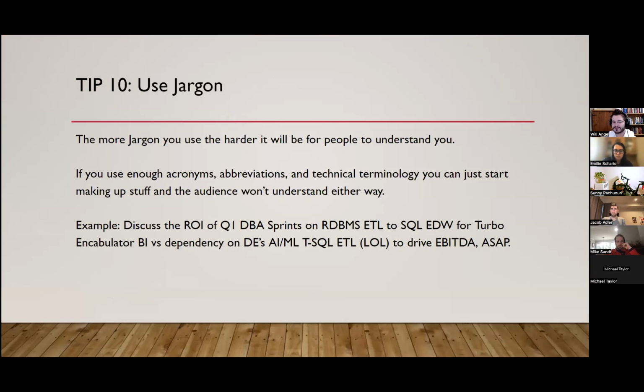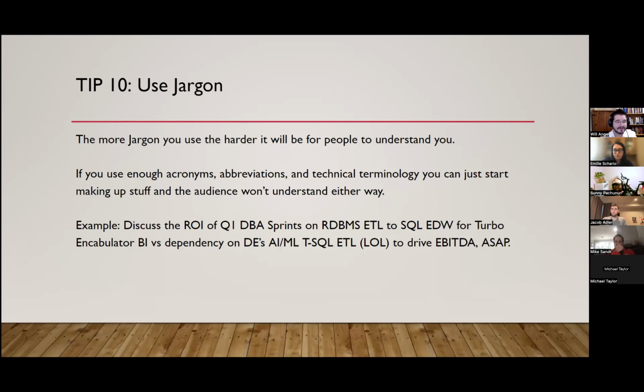If you use lots of jargon and technical terminology, it will be hard for people to understand you. And with acronyms and abbreviations, you can just start making stuff up and it'll look competent, but no one will understand anything. So for example, you could talk about discussing the ROI of Q1 DBA sprints on RDBMS ETL to SQL EDW for Turbo Encabulator BI versus dependency on DE's AI ML T-SQL ETL LOL to drive EBITDA ASAP. Got to talk about that quickly.